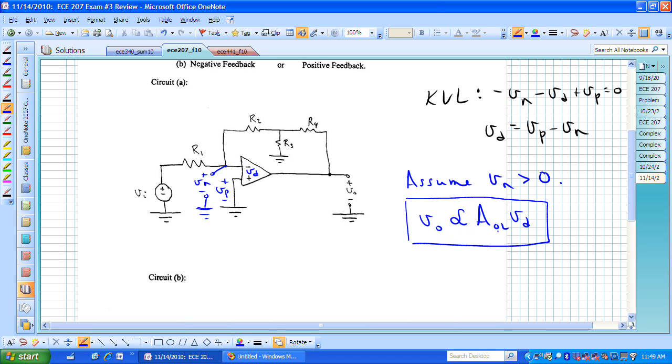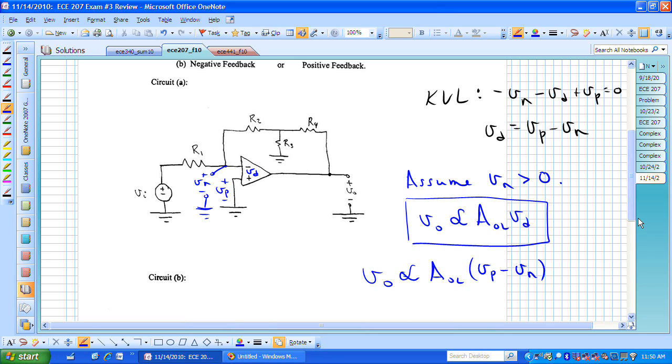If V naught is proportional to a positive large gain A sub OL, let's say that's the open loop gain of our op-amp, which is huge, and V sub D, then in this particular problem, if we look at what we have, V sub D is now going to be equal to V sub P minus V sub N. If we look at V naught, it's now proportional to A sub OL times V sub P minus V sub N. And what did we assume?